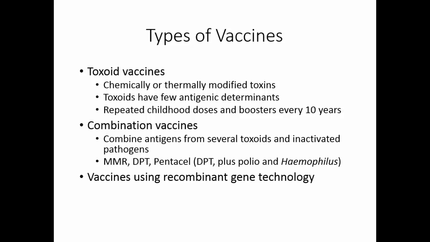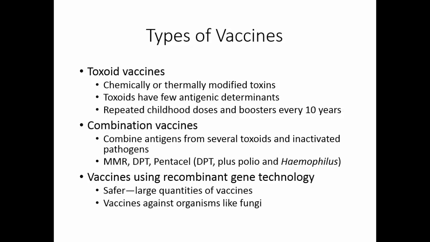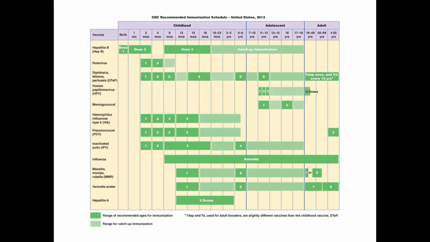Then we have newer vaccines that use recombinant gene technology. These are safer. You can make large quantities of these vaccines, and we can also make vaccines to things that we've been unable to vaccinate before, like fungi. Here is the CDC recommendation for immunization schedules in individuals for all of these different organisms. You can see some of them are one dose, most of them are repeated doses, so that we continue to stimulate memory cells every once in a while and make sure that they don't lose their memory.